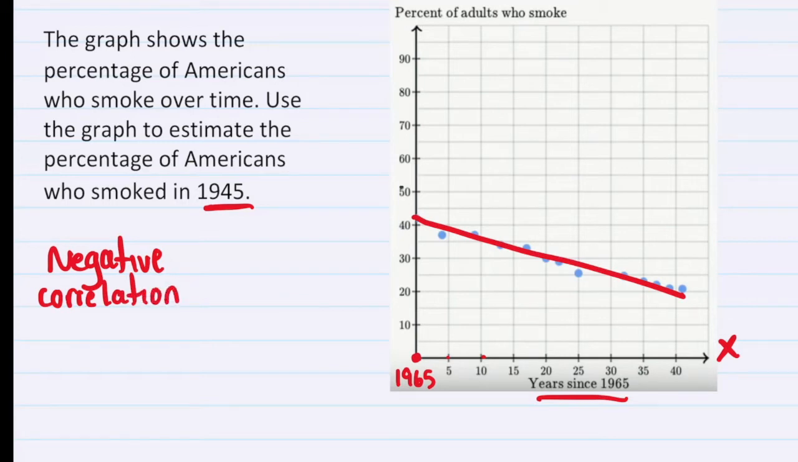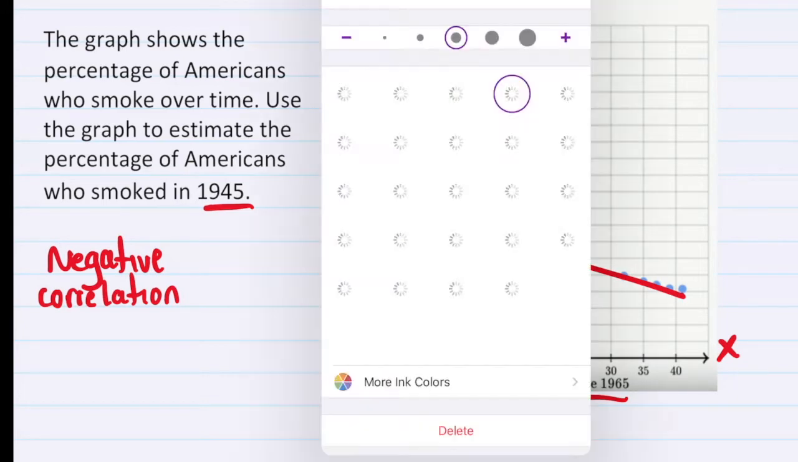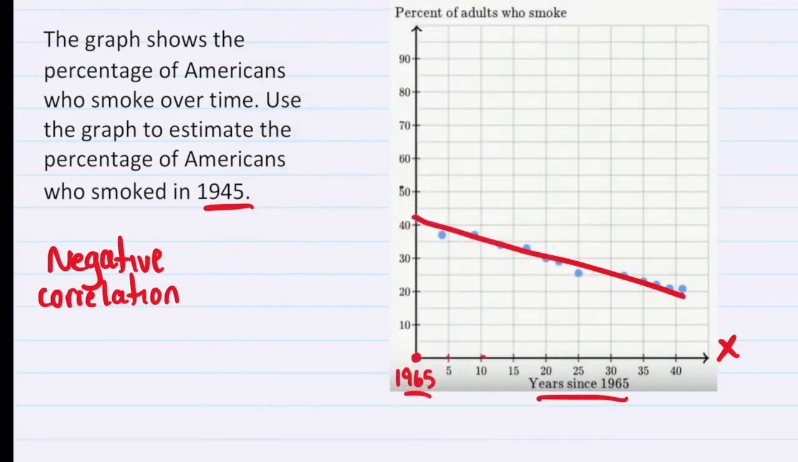And now we want to know how many people more or less smoked in 1945. Well, if this is 1965, and we want to go to 1945, isn't that 20 years in the past? So instead of going forward, we need to go backwards. If this is 0, we want to go to negative 20, because we go 20 years in the past, that would be 1945. All right, so we want to get to this point, right?